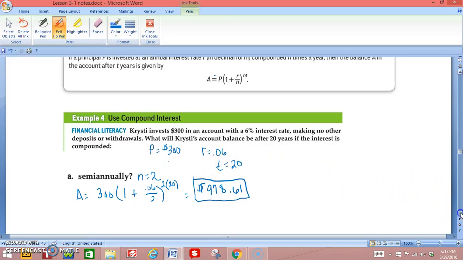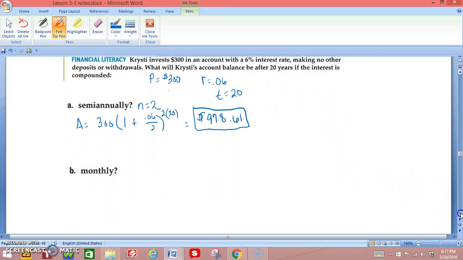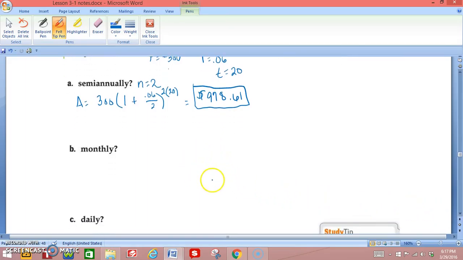Okay, so let's move down. And if we compound it monthly, your N would be 12. How many times per year is monthly? Well, that would be 12. So we're going to use the same formula. A equals, the principal still the same, 1 plus, the interest rate is still the same. Now our N is 12. So then NT up here would be 12 times 20. And if you put that into your calculator, you should get $993.06.